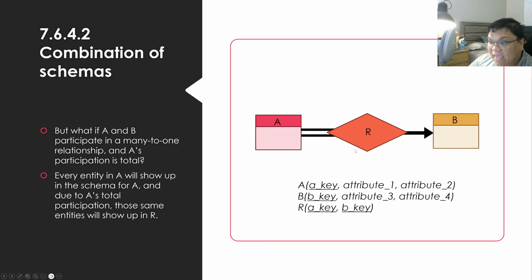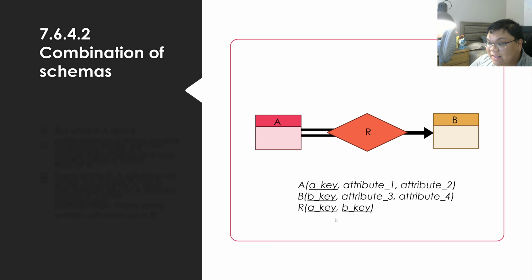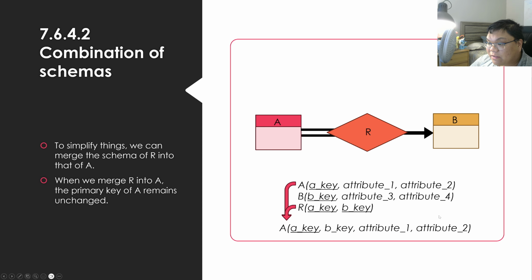But what if A and B participate in a many-to-one relationship and A's participation is total? This means every entity in A will show up in the schema for A, and those same entities will all show up in the schema for R. See where this is going? If all the same entities are going to show up in A and R, then to simplify things, let's just combine A and R together.